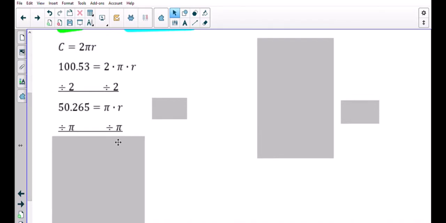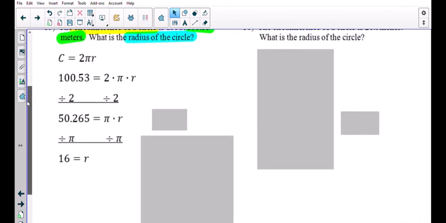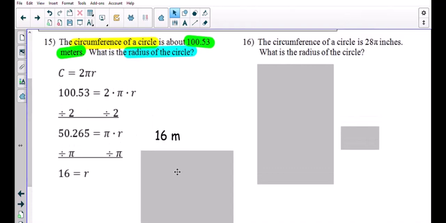But if I take 50.265 divided by pi, it gets me 15.999844643. So that's really going to be about 16 for the radius. And in this case, we're talking about meters. So my radius is just going to be 16 meters. You're going to get an answer pretty darn close to 16. The reason why it's not exactly 16 is because this circumference, the 100.53, originally was rounded.